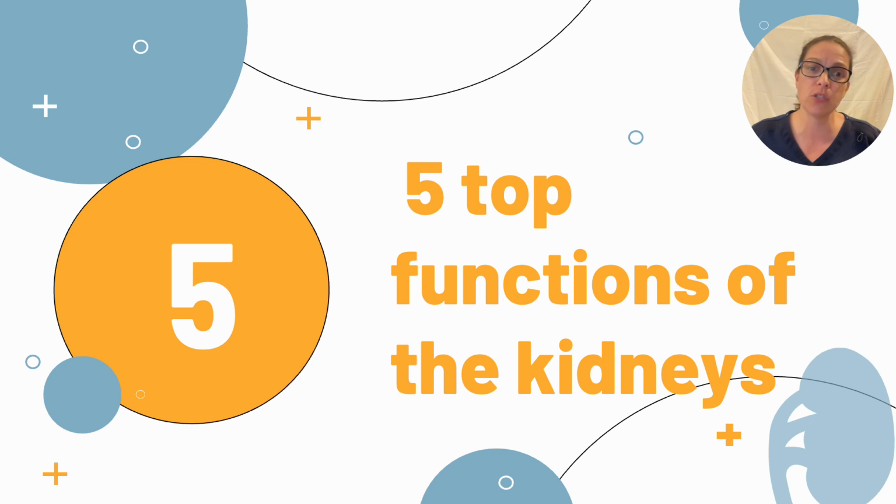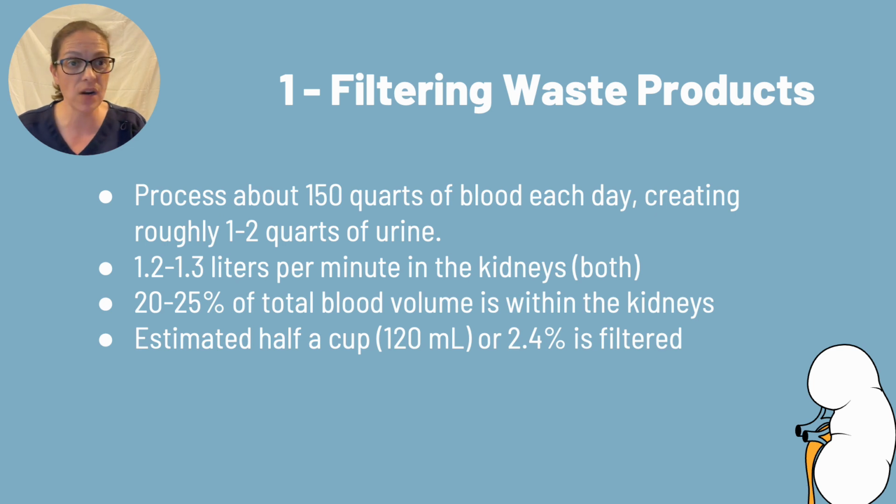Let's talk about the 5 top functions of the kidneys. The first one is it's going to filter, right? So it's going to filter approximately 150 quarts of blood each day to create about 1 to 2 quarts of urine. That's quite a bit.